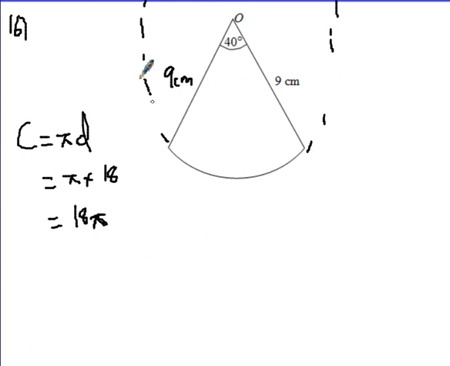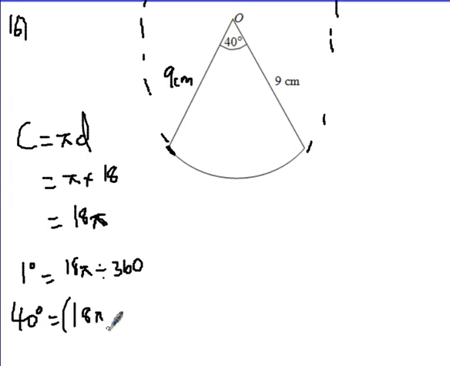Now that is the full circle. So what I'm now going to say is, if I want 1 degree, so say I just wanted that much there, say 1 degree, I'm going to do 18 pi divided by 360. So then if I wanted 40 degrees, I'd do 18 pi divided by 360 and I'd times it then by 40. So 18 pi in your calculator divided by 360 and then times it by 40. You then get 2 pi. So this here is worth 2 pi.